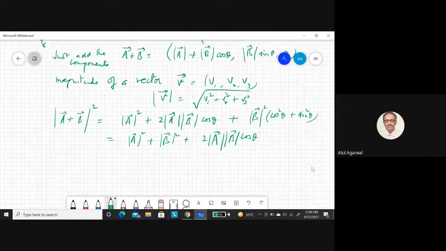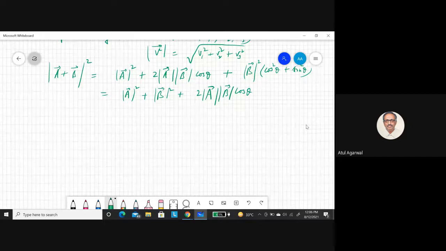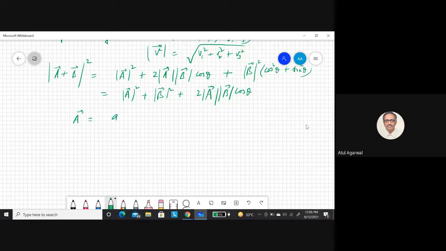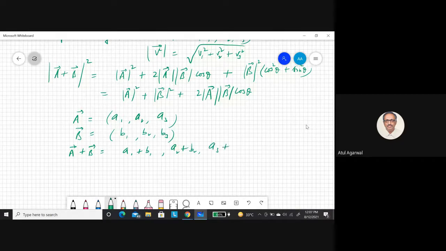Okay. Suppose I call my vector A as A1, A2, A3. My vector B is B1, B2, B3. This is the way I generally like to do it. I write the components along three directions like this. Now what is my A plus B? Simply A1 plus B1, comma A2 plus B2, comma A3 plus B3.